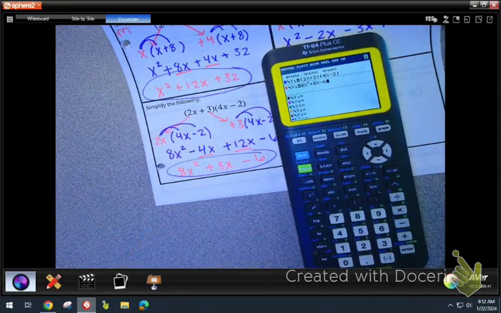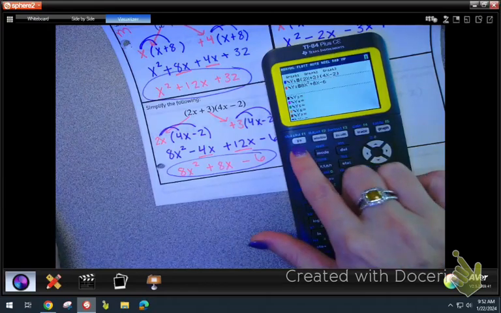So I put the original and I put my answer. Original in y1, answer in y2. And if these two are the exact same, if they are equivalent, which is really what we're doing, we're not solving anything, we're just writing them in different forms, then when I go to the table, everything should match. Okay? Do you remember how to get to the table? Is it second graph? Second graph, very good.